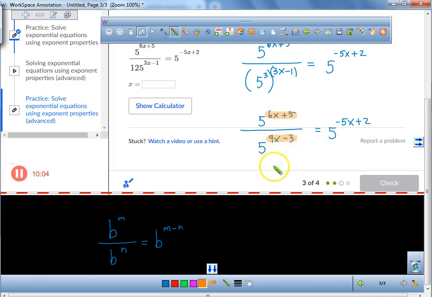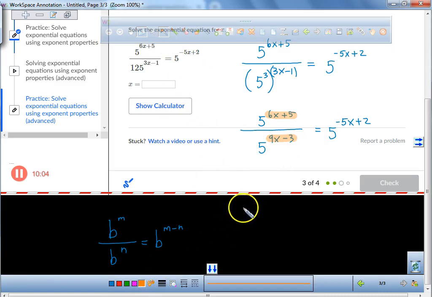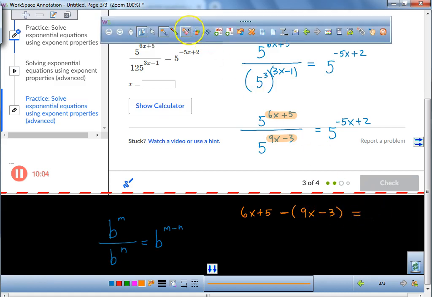Well, how do we subtract them? Here's what you do. Ready? Let's go ahead and do it right now. 6x plus 5. And what are we going to take away? We're going to take away a 9x minus a 3. And what's it all going to be equal to? Yeah, negative 5x plus 2.